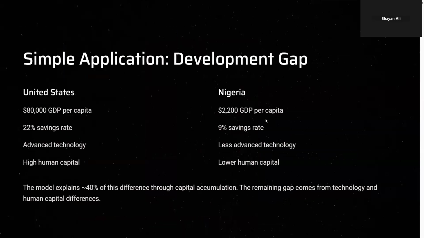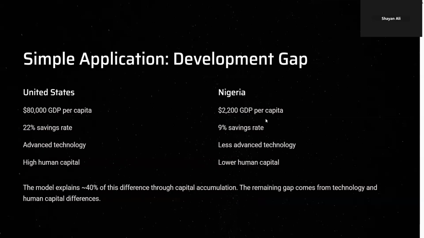Now, let's put this into a side-by-side comparison. Okay, United States: $80,000 GDP per person, 22% saving rate, high-tech and educated workforce. Nigeria: $2,200 GDP per person, 9% saving rate, and less advanced tech and lower human capital.